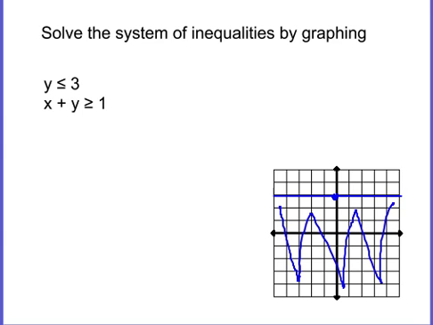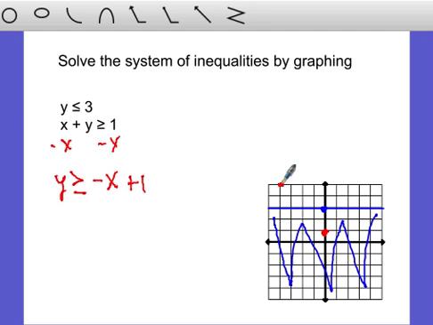What do I have to do first? Minus x. Get it in slope-intercept form. Thank you. So we want to subtract x. Y is greater than or equal to negative x plus 1. So the y-intercept is positive 1. It's got a negative 1 slope. And it's going to have a solid line. So it looks like this.